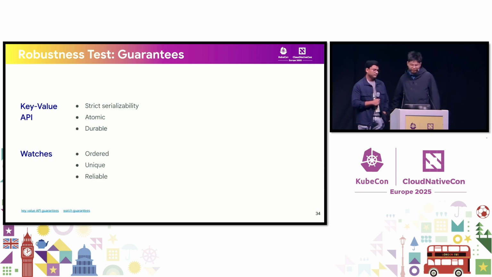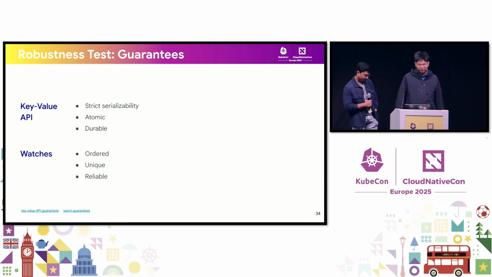So there are two main areas that we'll be focusing on for checking the correctness. One of them is the key value API. It should be strict serializable. It should be atomic, durable. And for watches, it's ordered, unique, reliable. So you cannot afford to have a missing watch event.